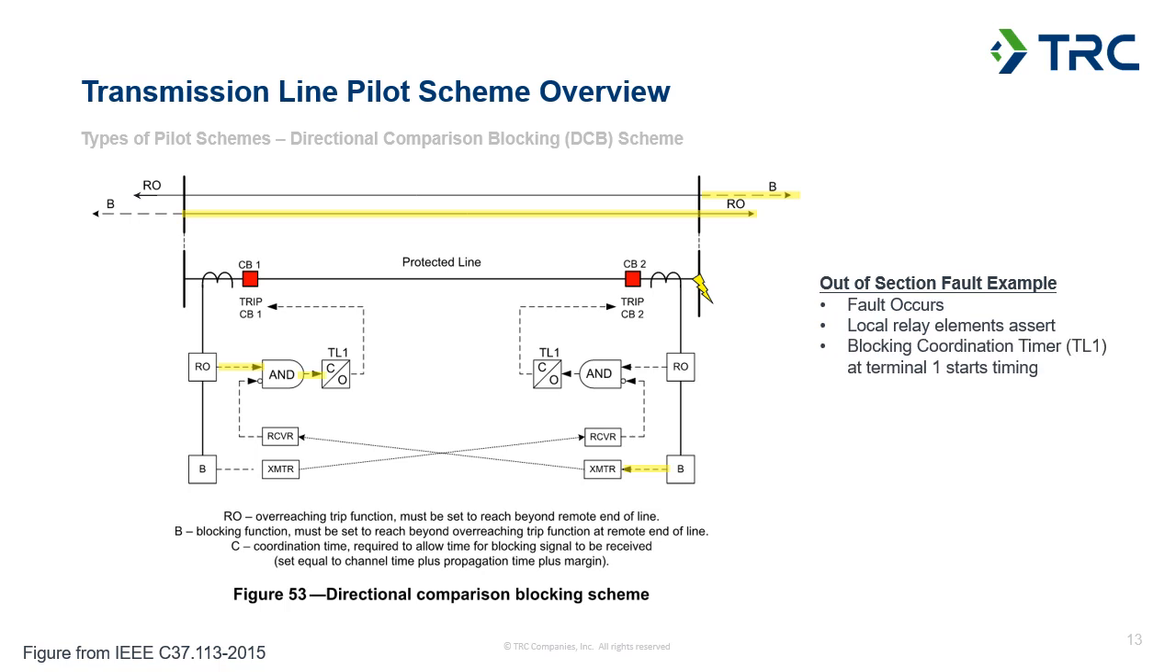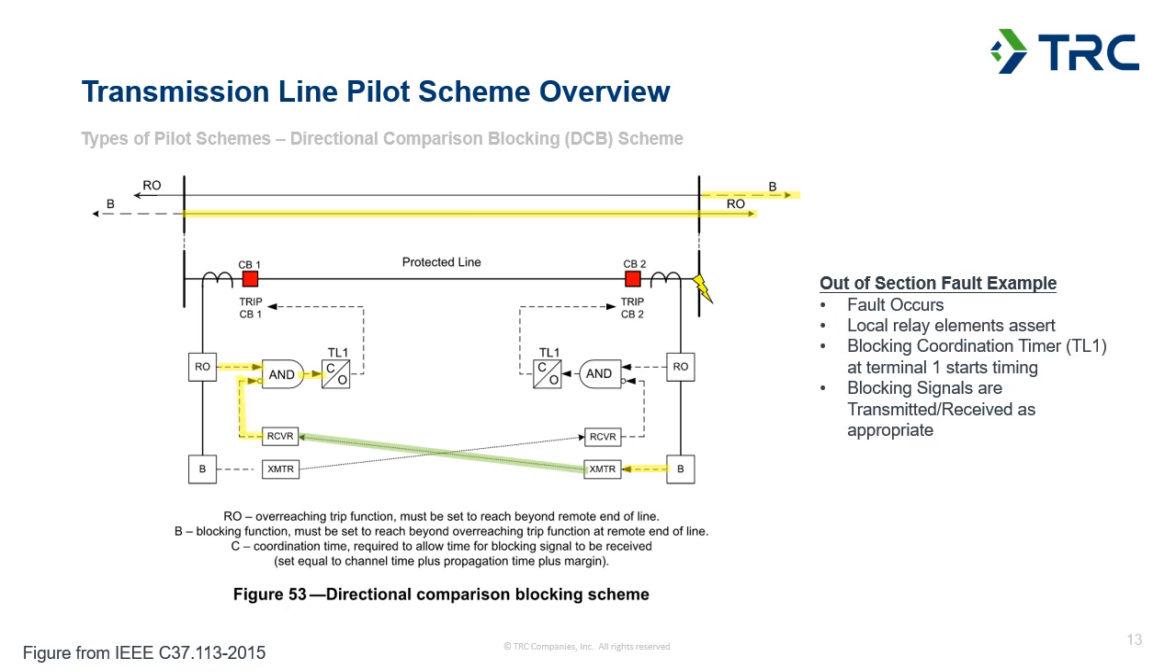So you can see at terminal 1 here, we've satisfied this AND gate because we've received the overreaching element, and we're not currently receiving a block, and the coordination timer starts timing. So this is timing, waiting for the block to be received. At terminal 2, the blocking element is asserted, and we're sending that to our transmitter. The appropriate signals are transmitted and received. So in this case, we're only sending a block from terminal 2 to terminal 1.